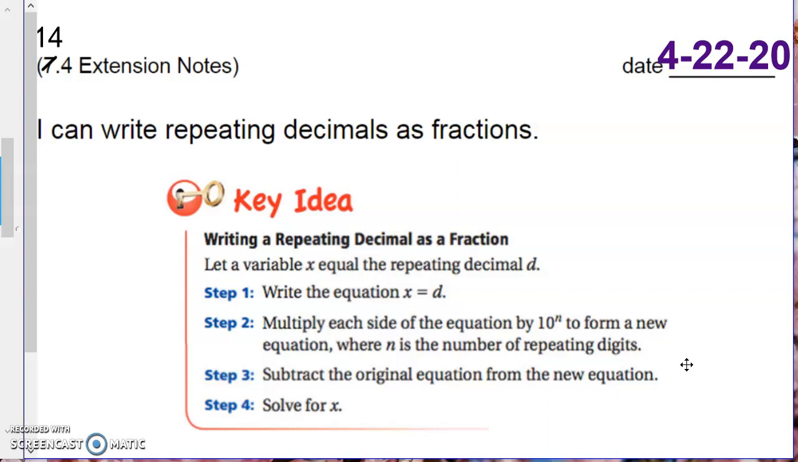Step number 3 says subtract the original equation from the new equation and then solve that equation for x. Now that might seem very confusing to you, but we're going to go through it step by step, so hopefully you can understand what we are doing.